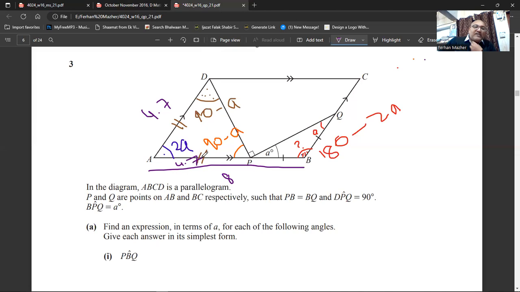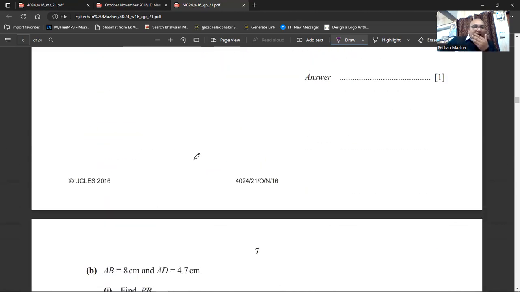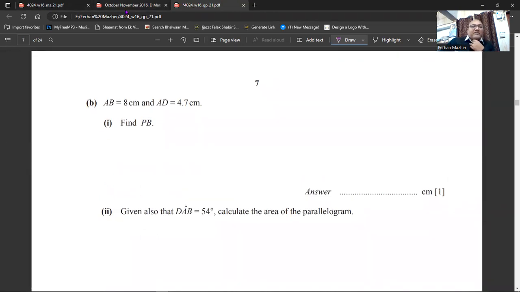4.7. So if this side will be 4.7, then how much will be the PB? That will be 8 minus 4.7. Simple solution. Okay, I hope you understand my methodology.